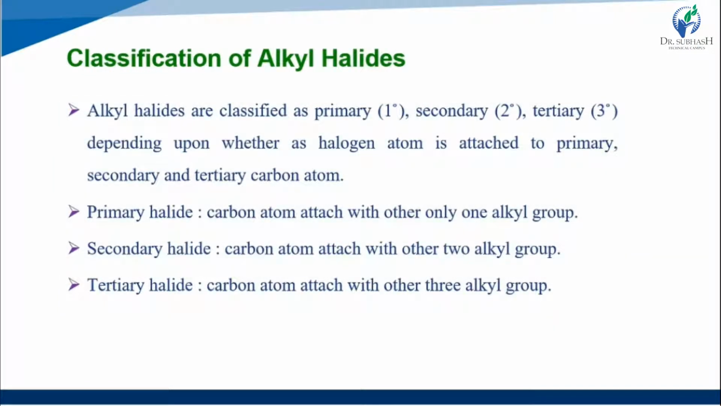Now we see the classification of the alkyl halides. Alkyl halides are classified into three classes: primary, secondary and tertiary, depending upon whether the halogen atom is attached to a primary, secondary or tertiary carbon atom. A primary halide has the carbon atom attached to only one alkyl group. A secondary halide has the carbon atom attached to two other alkyl groups. And a tertiary halide has the carbon atom attached to three other alkyl groups.